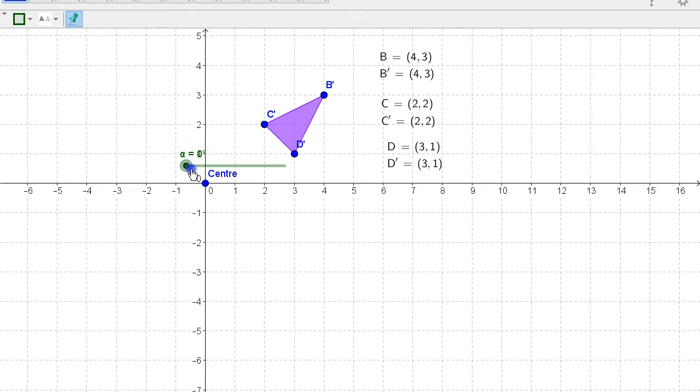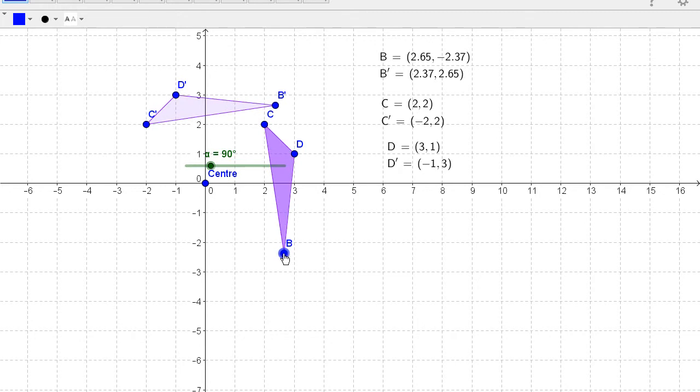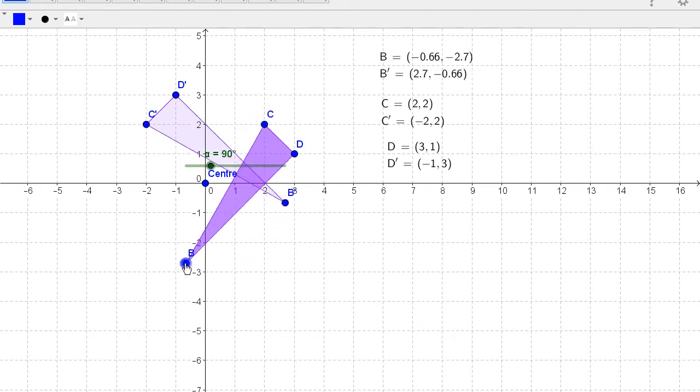But the moment I move this to be a 90-degree rotation, counterclockwise, they switch all the ordered pairs. 4, 3 becomes negative 3, 4. 2, 2 doesn't switch because it's the same coordinate. And 3, 1 becomes negative 1, 3. But the old y values, the 3, the 2, the 1, are now the new x values, and they're switched as opposites.